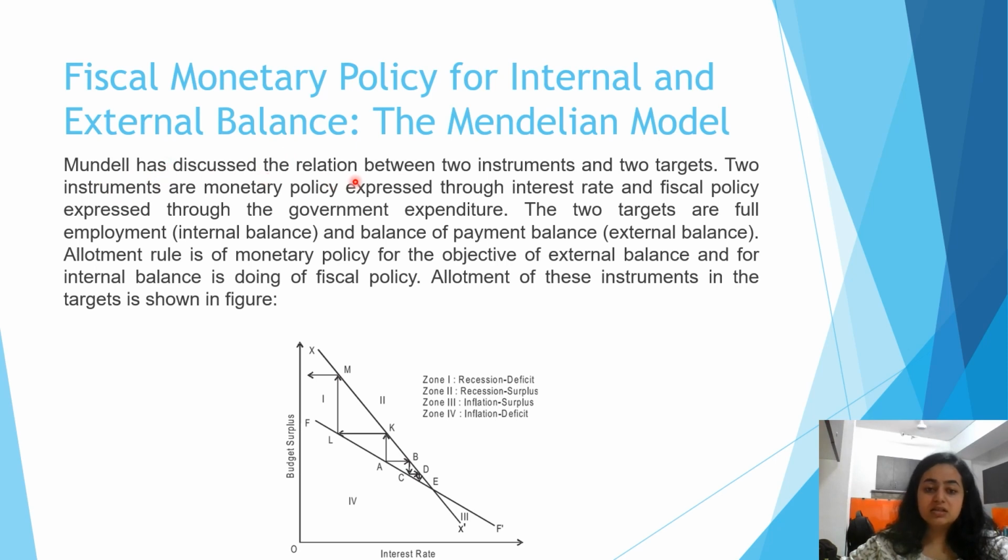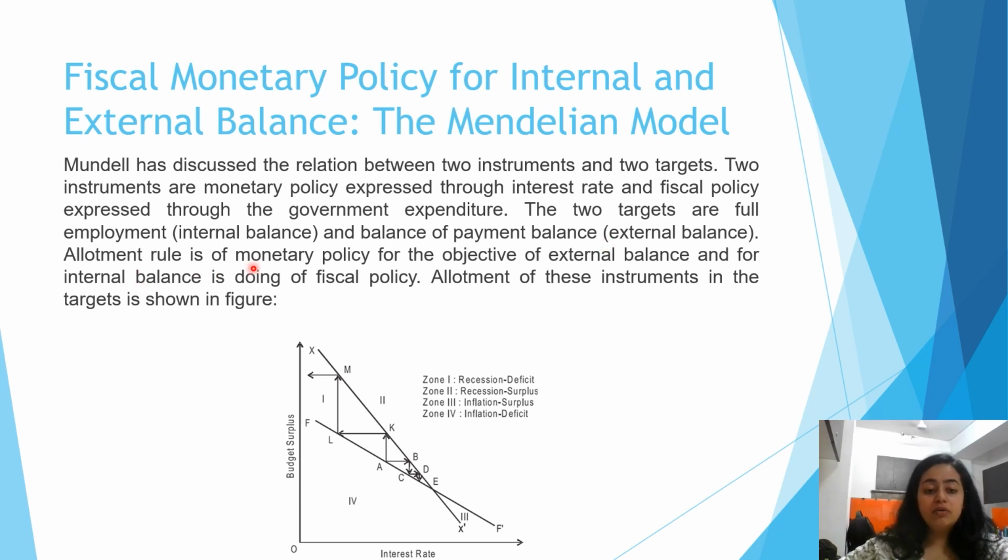Mundell has discussed the relation between two instruments and two goals, or targets. You know what the two instruments are. We have studied them: monetary policy and fiscal policy. Monetary policy, how do we express it? We express it through the interest rate. And fiscal policy, how do we express it? It is either through government expenditure or taxation. And what are the two targets of any economy? The main two targets are to achieve full employment and to have balance of payment equilibrium. So that means internal balance is full employment and external balance is balance of payment equilibrium.